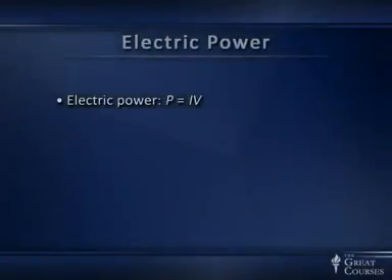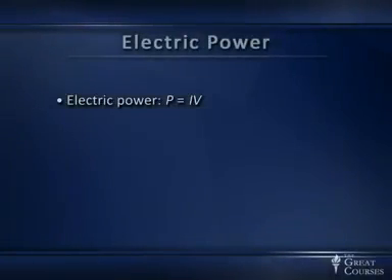So the power in SI units is measured in watts, and it comes out with voltage and current. You could work out the units in detail. It comes out in watts. So if you multiply voltage and current, you end up with power in watts. Electric power is P equals IV.